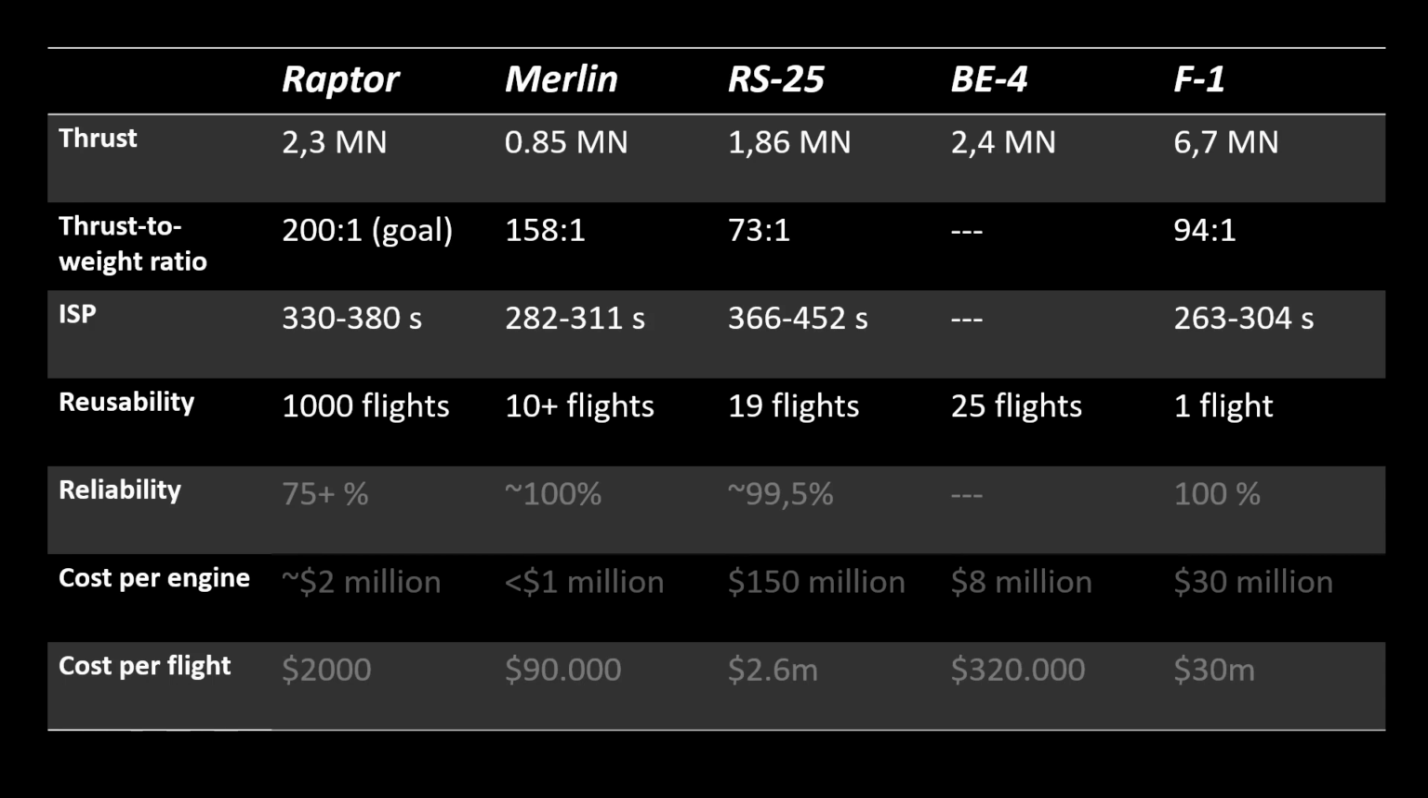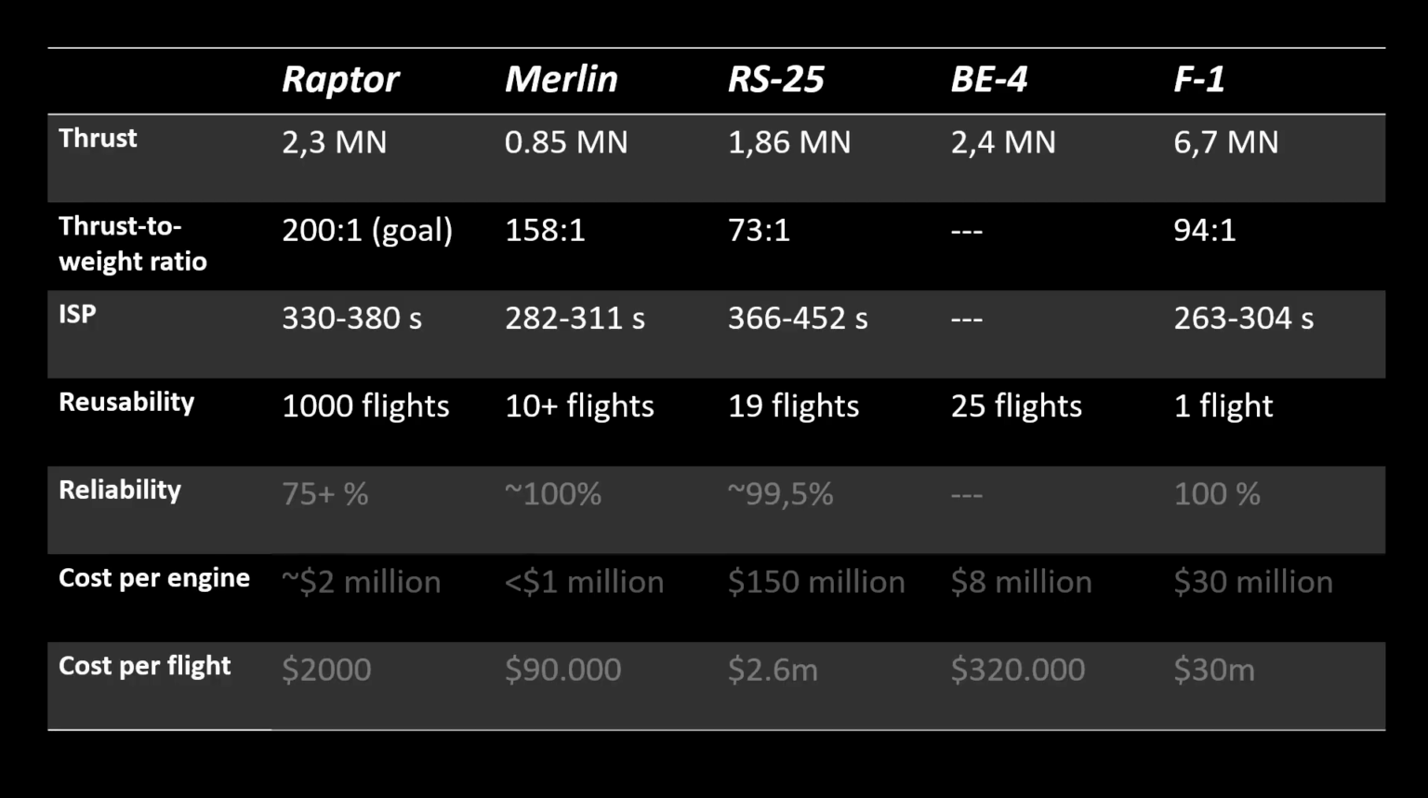SpaceX's currently used engine, the Merlin, is capable of flying 10 times, although it may be able to go even further, but we will find out soon since it is already in operation and the first Falcon 9 boosters have reached their 10th flight. The RS-25 has a recorded history of being reused as well. Its record is 19 flights as the main engine of the Space Shuttle, but it won't be reused anymore on SLS, so that record will always stay like this.